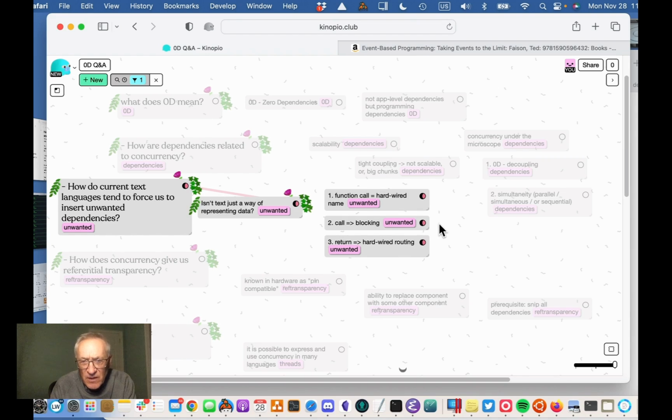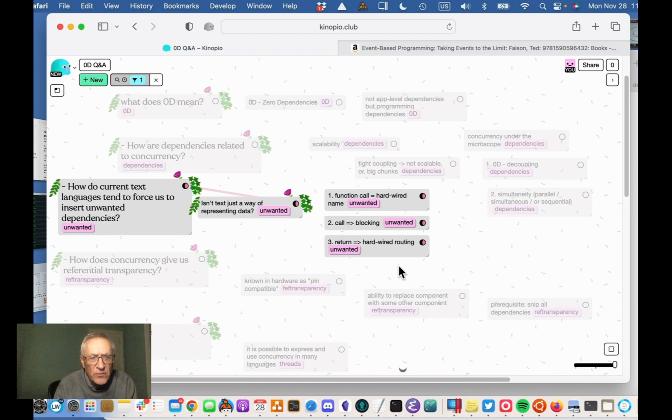The second type of thing that happens is that a function call results in blocking. The caller blocks until the callee returns a value. This kind of blocking interferes with the operating system's idea that it controls blocking.